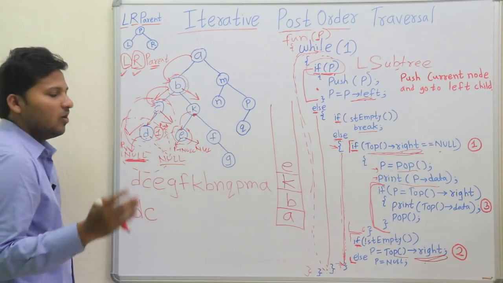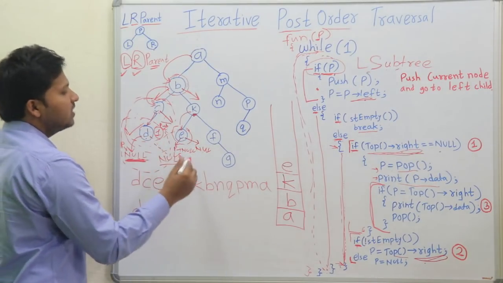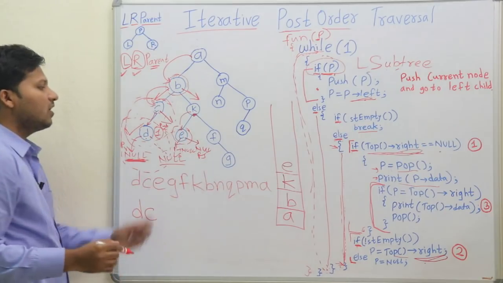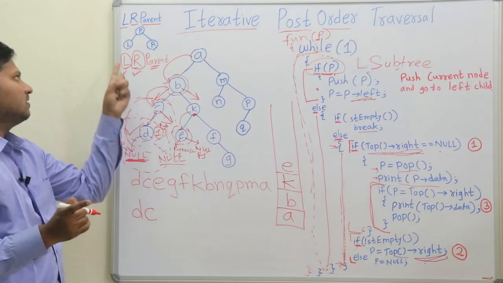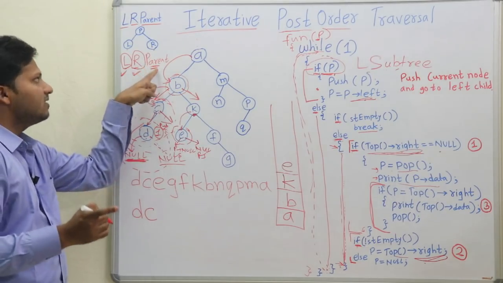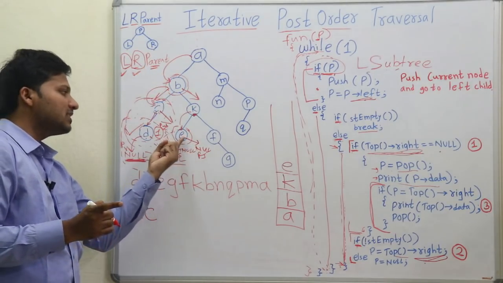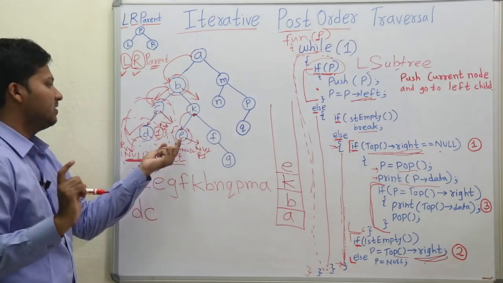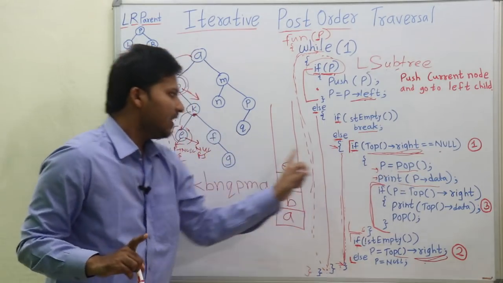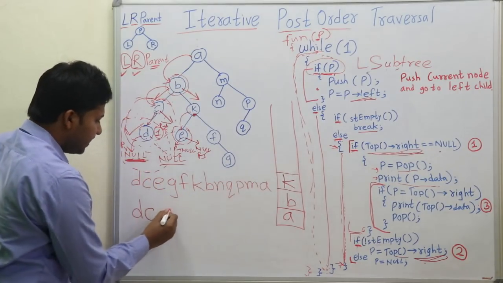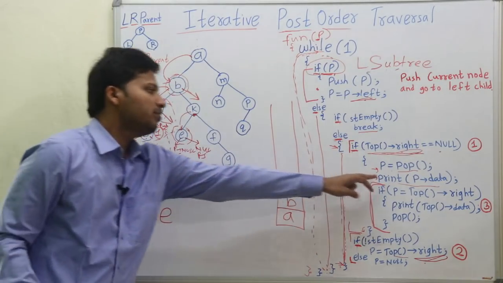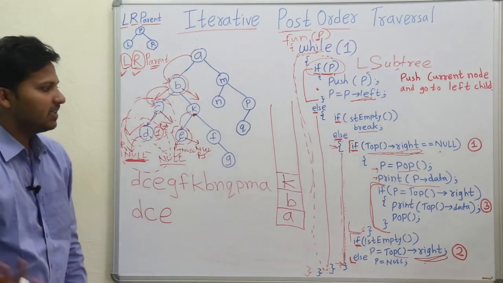So if it is null, obviously the left subtree is over, the right subtree is over now. So it is the time to print the parent. See, left subtree, right subtree, then the parent. So it is the time to process the parent and print the parent. So pop that element from the stack, that is E, that is the parent, and print that element. So we have printed that element.